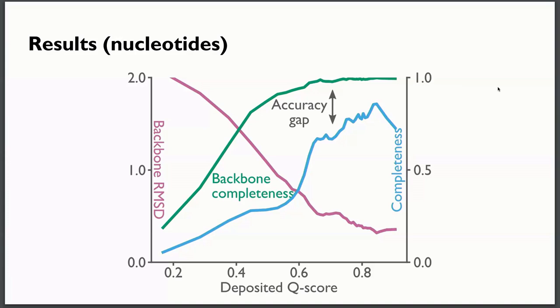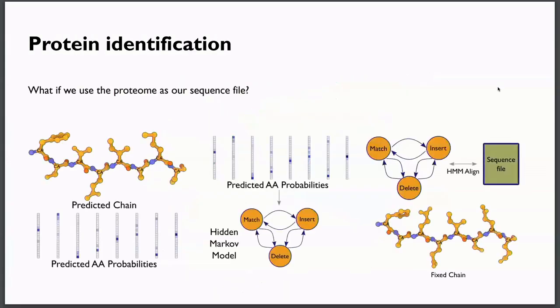But still, for the backbones, the completeness is high, and also the backbone RMSD for higher resolutions is low. So that's good. And also, something really interesting that we have is that you can also do protein identification with ModelAngelo.